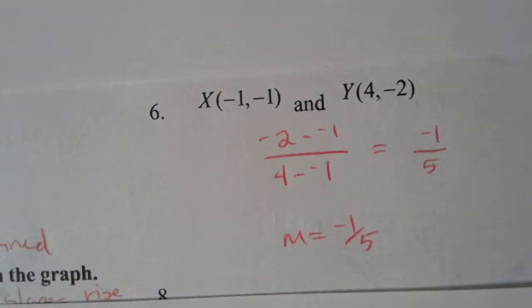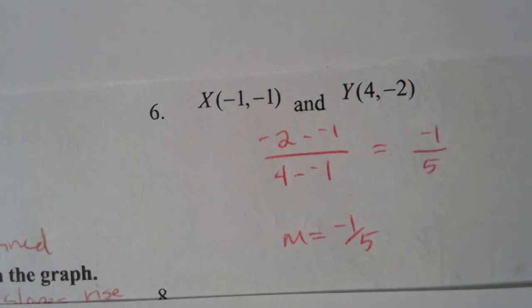So for number 6, I'm given these 2 points, x and y. X is at (-1, -1). Y is at (4, -2). Now to determine the slope of the line that passes through these 2 points, you don't necessarily have to plot these 2 points in a coordinate grid. You can definitely do that, and that's definitely a good strategy. But if you don't have graph paper handy, we can still determine what the slope is by using a little slope formula.